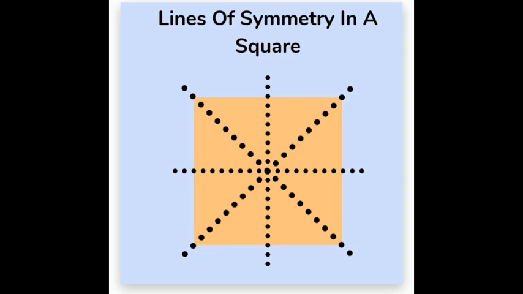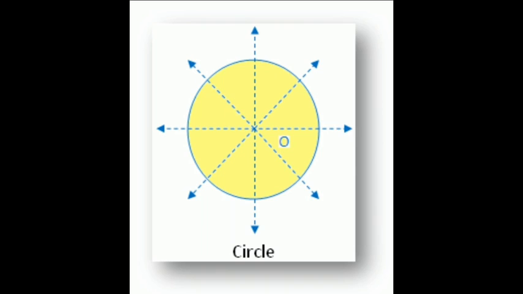Okay. Here you can see a square. How many lines of symmetry are here? Four lines of symmetry. And each line divides the square into two identical halves. That means both the sides are similar in size and shape, so they are identical. A square has four lines of symmetry.